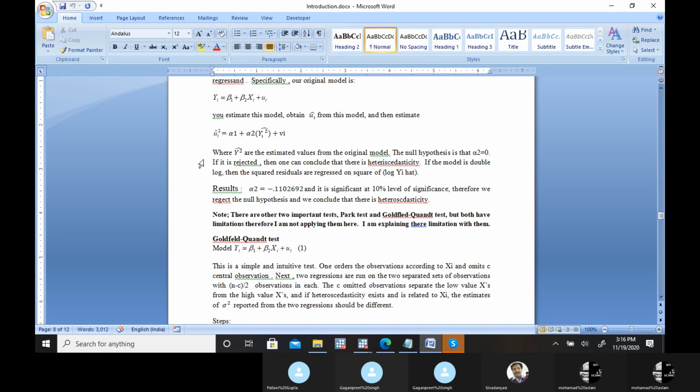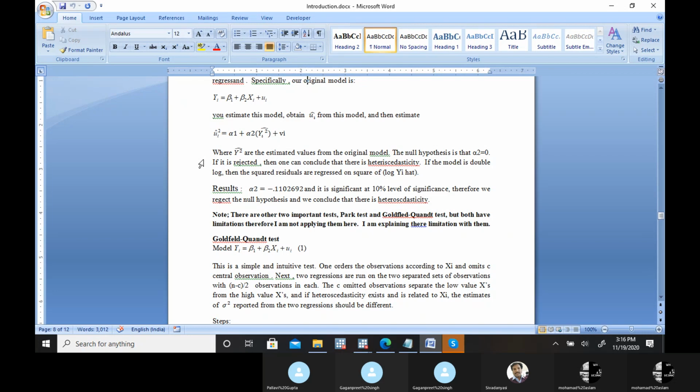But these are not trying to identify which independent variable, or which form of the independent variable, is creating the problem. It might be that x square is creating a problem. It might be that the square root of x is creating a problem. That's a limitation, but it's a limitation for all the methods, not specific to this method only.